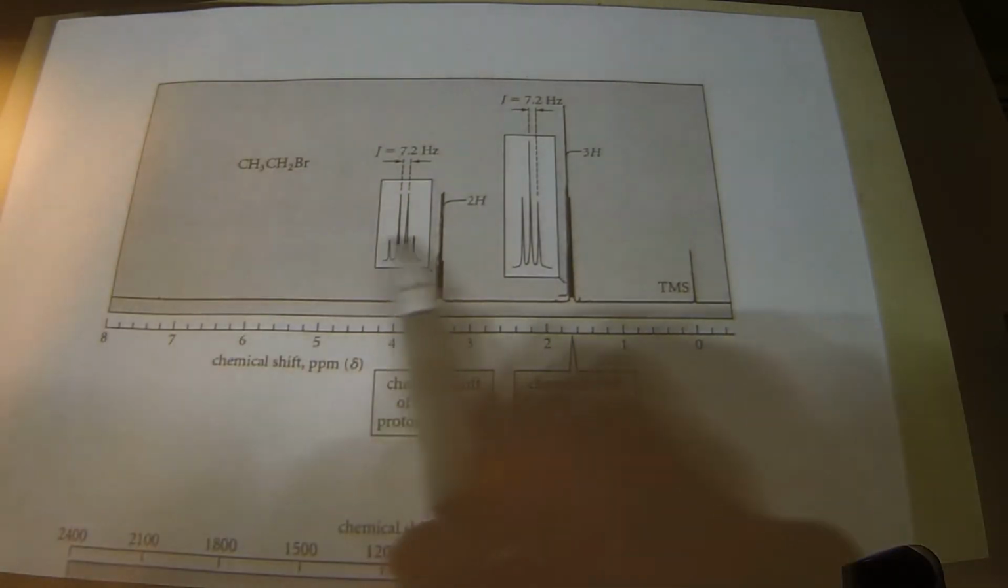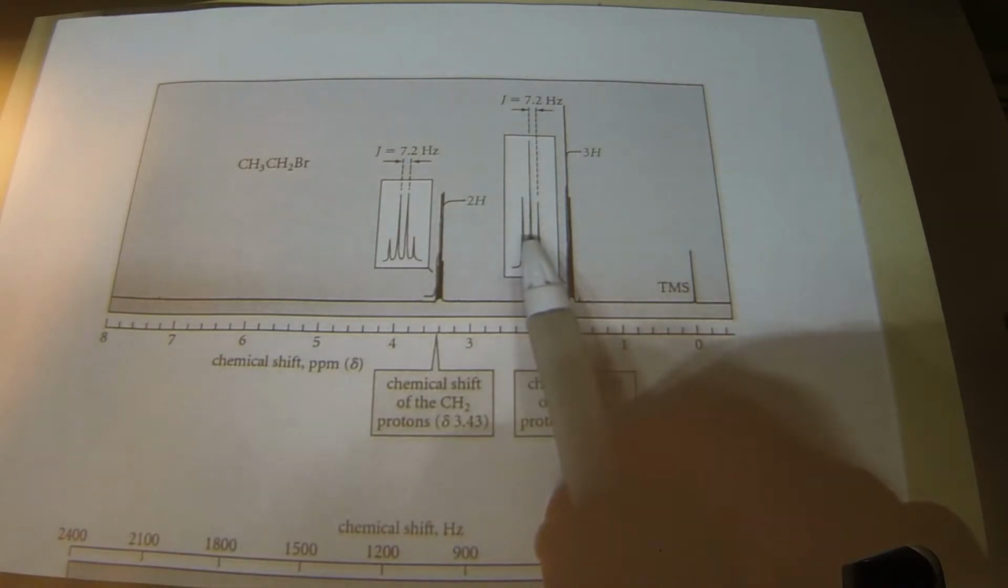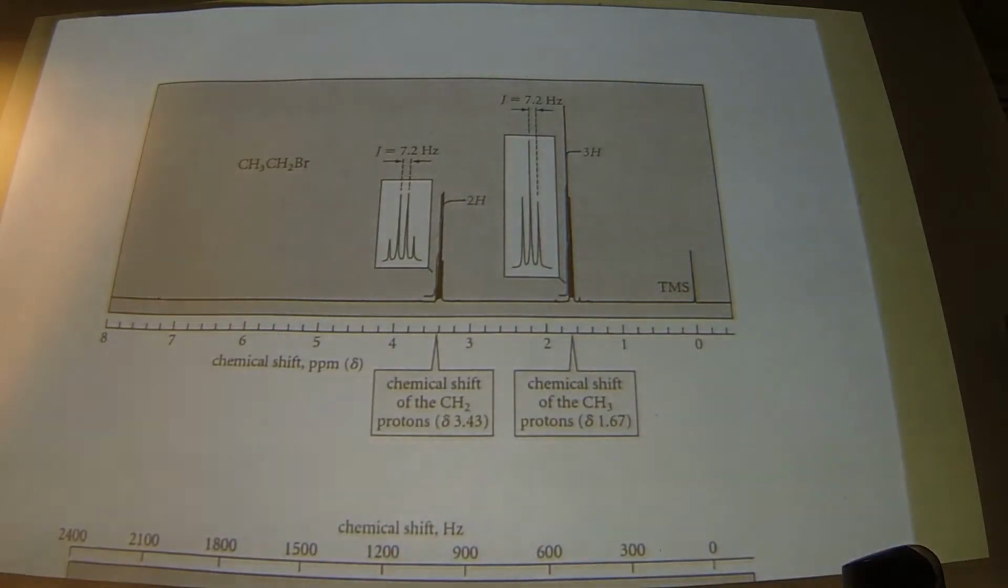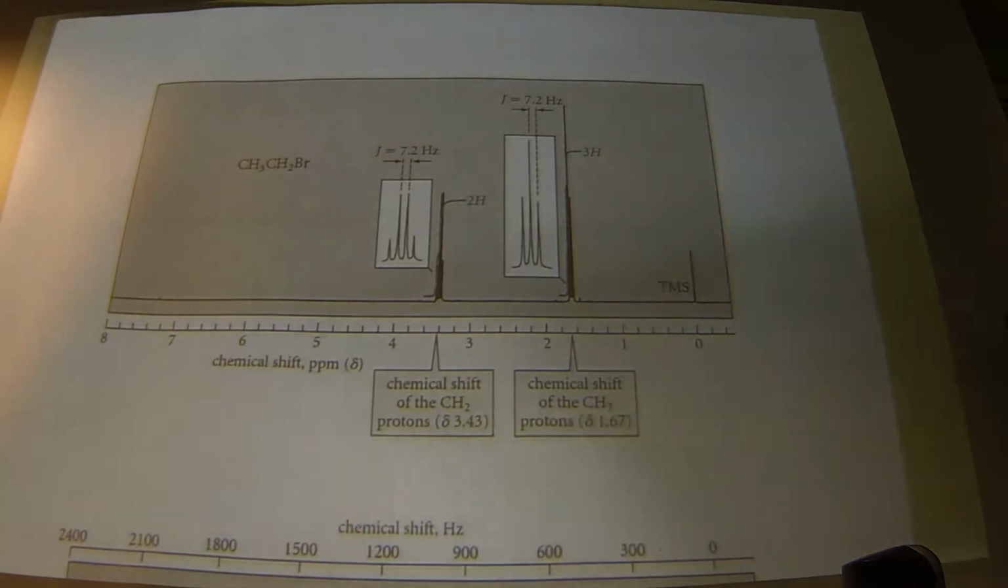But what can we say about 4 peaks for this one and 3 peaks for that? Well, I'll make it simple and give it away right now. This is what's known as the n plus 1 rule. N plus 1. What does that mean? Here's what it means.